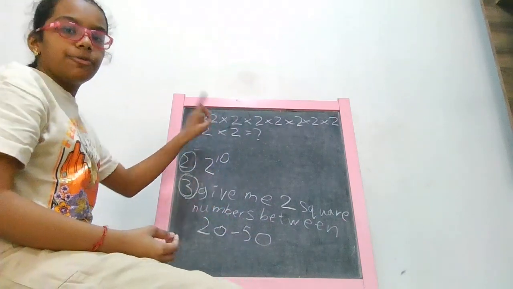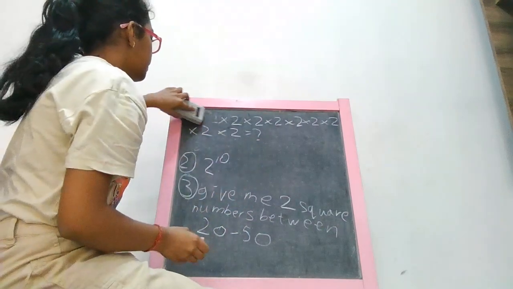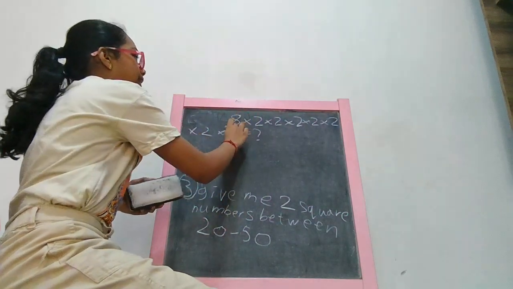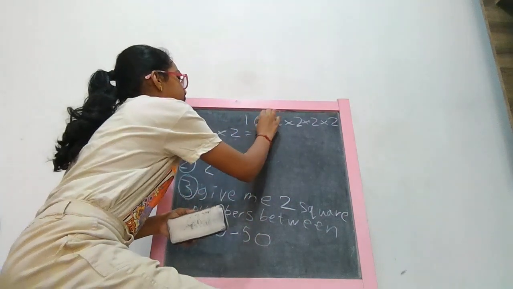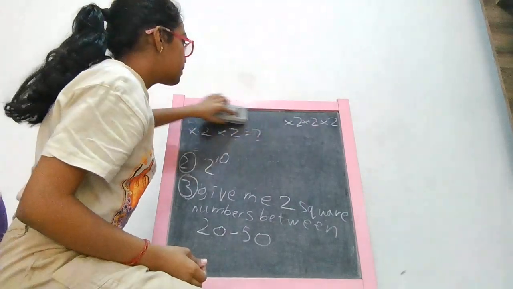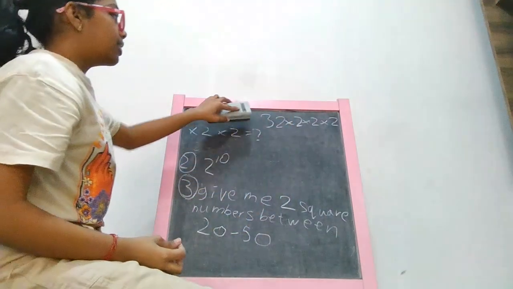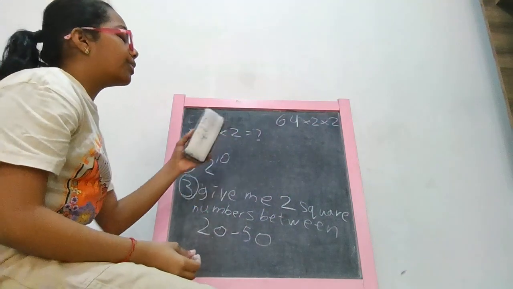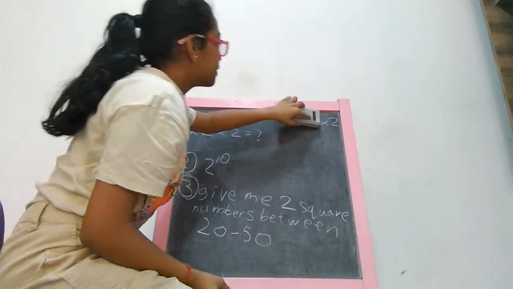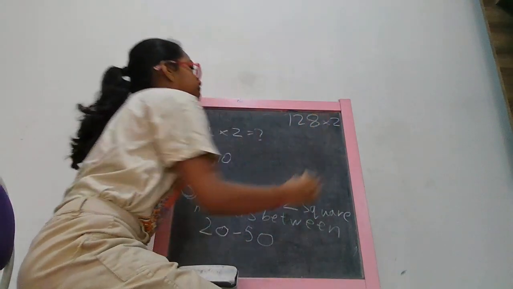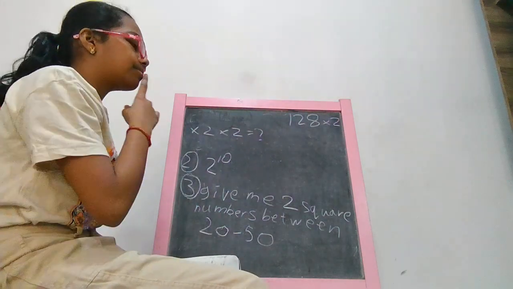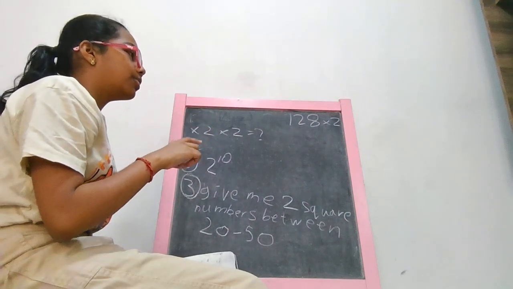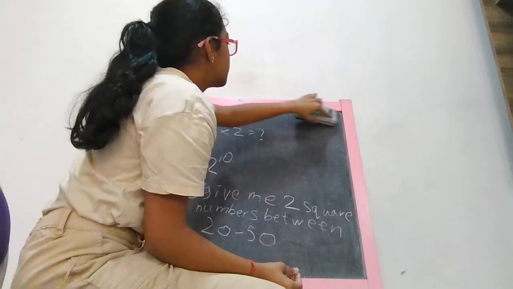Okay, first I said 2 into 2, that's 4. So we will write over here 4. 4 into 2, 8. 8 times 2, 16. 16 times 2, 32. 32 times 2 is going to be 64. 64 into 2 is going to be 128. 128 into 2 is going to be, hold up a second, 256.